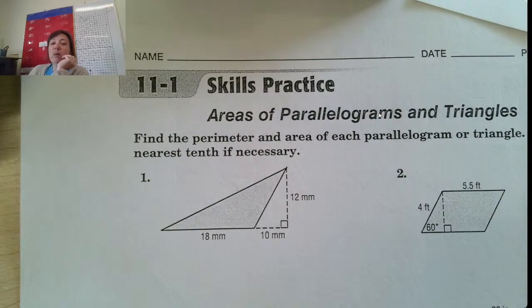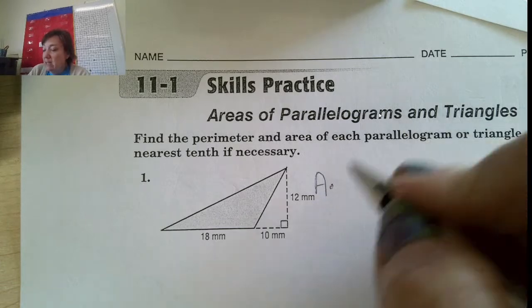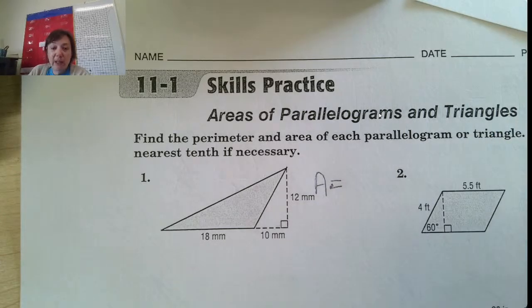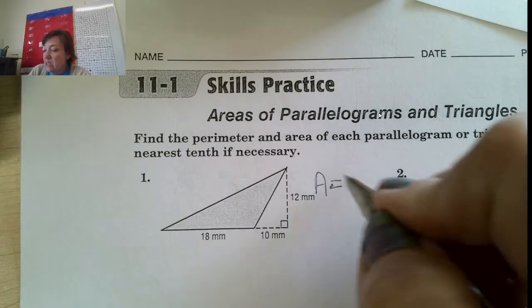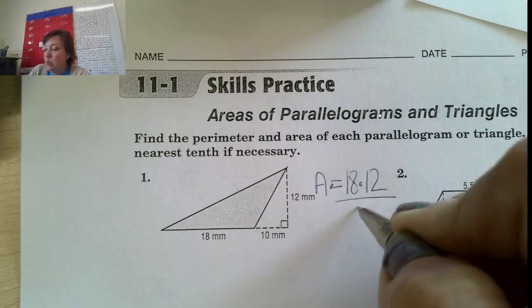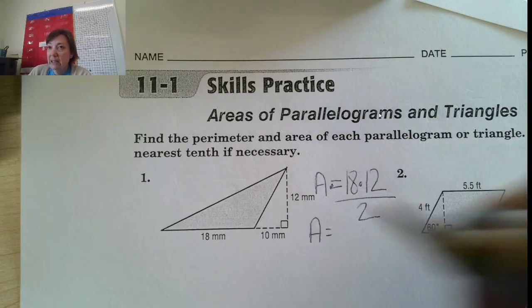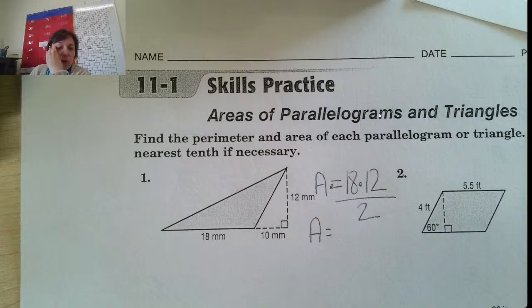So like if you look at number 1 here, if we're going to do the area of this triangle, area being base times height divided by 2, right? So base in this case would be 18, height would be 12, and then we're just going to do 18 times 12 and divide that by 2. So the area for this triangle is pretty easy. Somebody want to do that math for us?